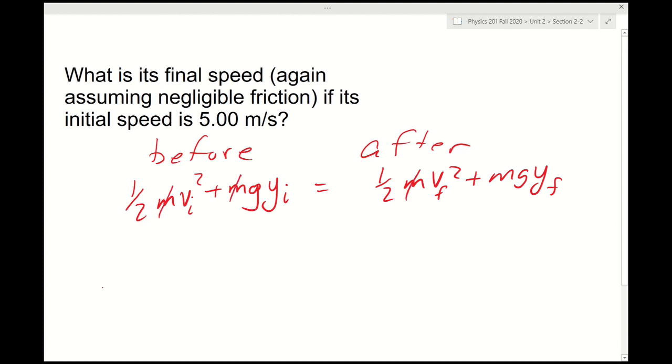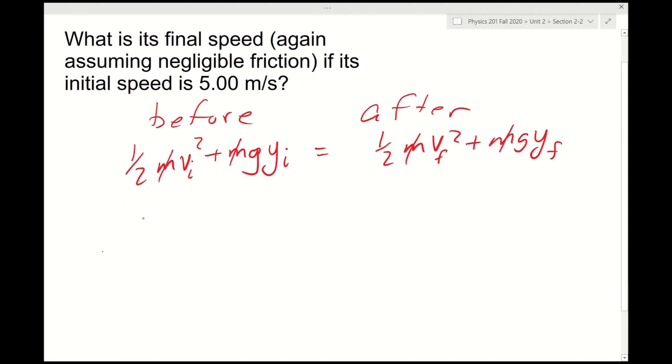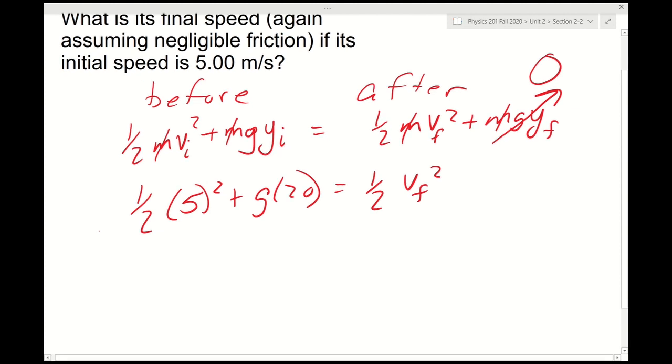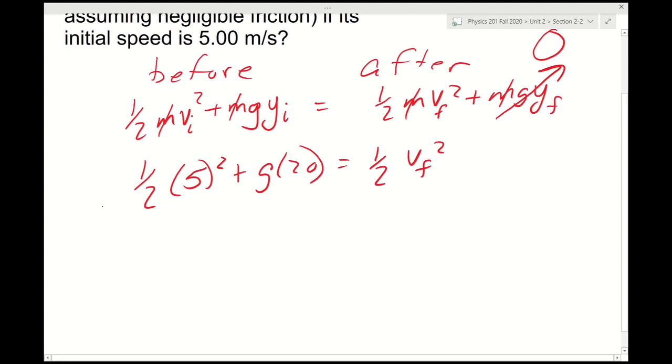The mass still is not a factor, so we have 1/2 the initial speed, 5 squared, and it is still 20 meters in the air above the reference level that we used earlier. We're looking for the final speed, but since our final position is at the reference level, this goes to 0. So we have 25, half of 25 is 12.5 plus 20 times 9.81.